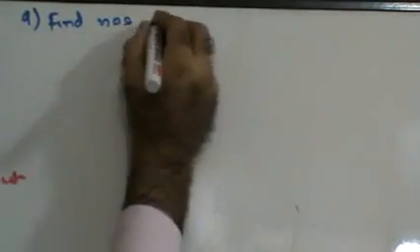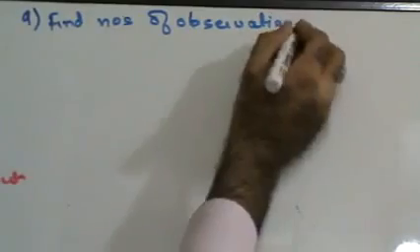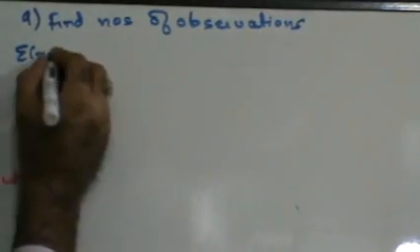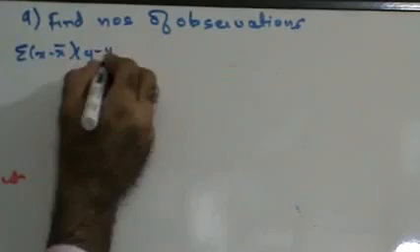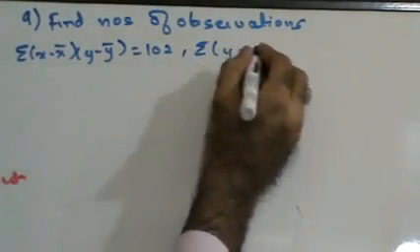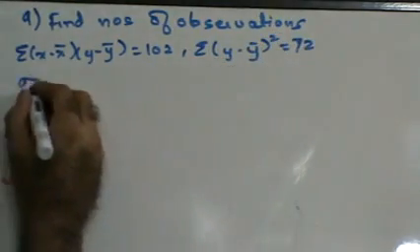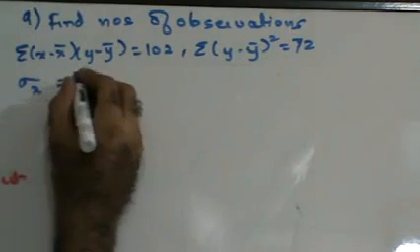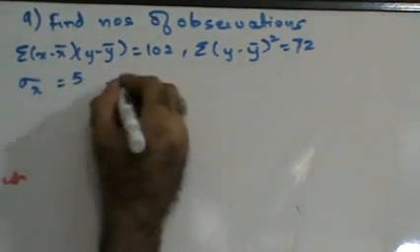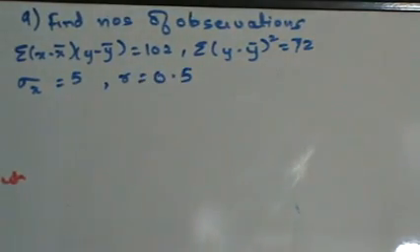Find the number of observations. We give you sigma (x minus x bar)(y minus y bar) is 102, sigma (y minus y bar) the whole square is 72, standard deviation of x is 5, and correlation coefficient is 0.5. Right? R is also called the correlation coefficient.